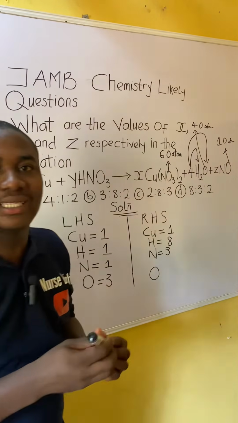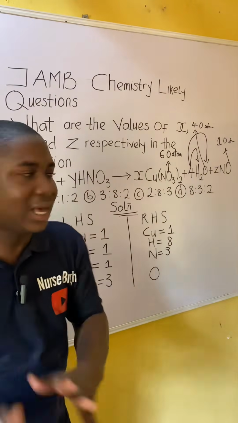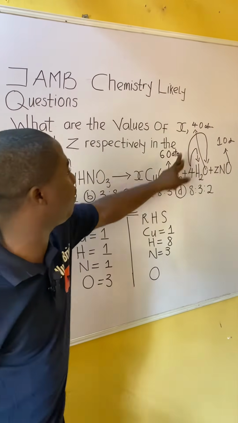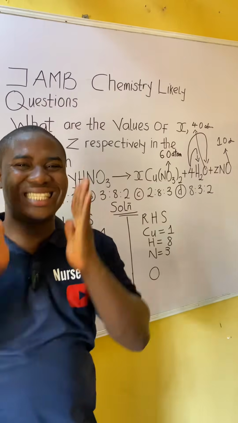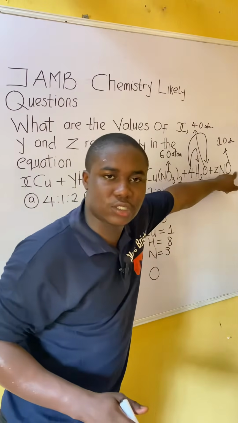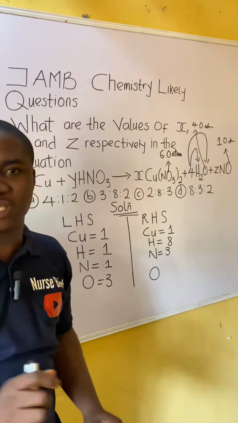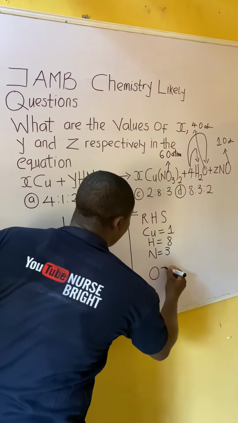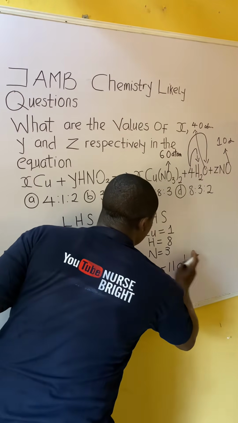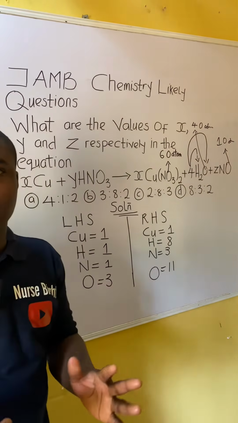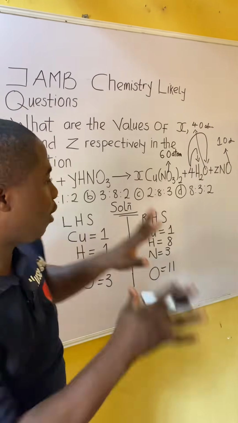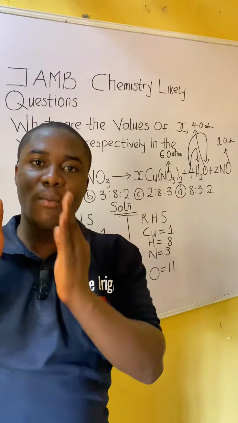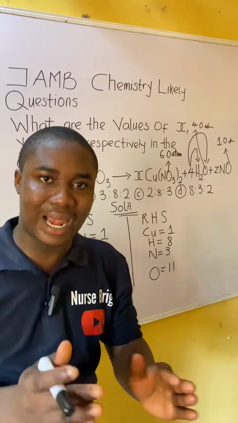So what we do next is to add all of them together. So 6 oxygen atoms here plus 4 oxygen atoms here, that's 10 oxygen atoms, plus the last oxygen, that is 11 oxygen atoms. So on the right hand side we have 11 oxygen atoms. So all this must be noted. I believe you understand how all of this was determined. So moving further, let's now start balancing this reaction.